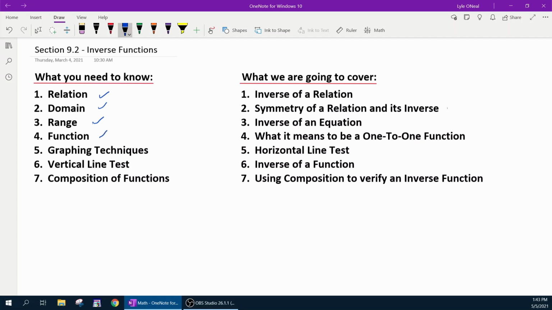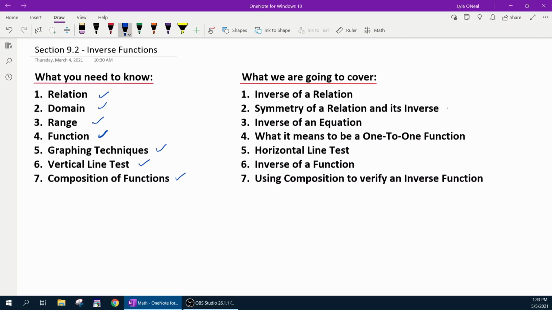You also need to know what a function is. So remember that a function is basically a relation in which each element of the domain corresponds to only one element in the range. That's one of those major ideas you need to know. You need to have some graphing techniques, like how to create a table of values to graph. And it wouldn't hurt if you know the transformations we've covered. Next, the vertical line test, what it is and what it determines. And you need to know how to do composition of functions.